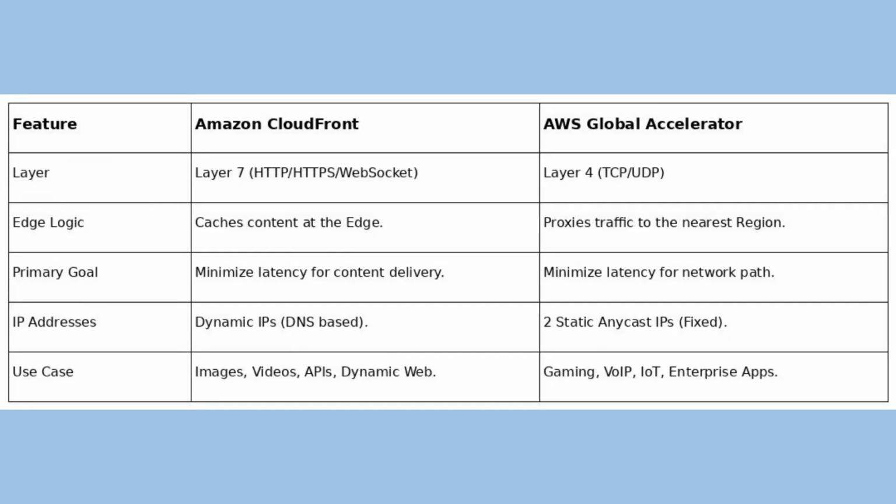And again, just to get you on those use cases, CloudFront has images, videos, APIs, dynamic web. Global Accelerator is gaming, VoIP, IoT, enterprise apps, any of that.